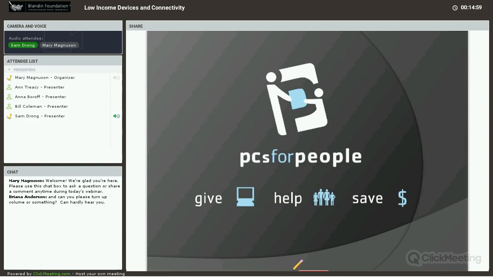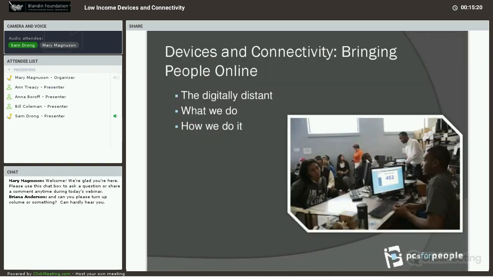So my name's Sam. As Bill said, I'm with PCs for People. I'm the Chief Program Officer. That puts me in charge of trying to create a lot of different partnerships with different types of organizations across the state and nationwide to help people gain access to computers and internet services.